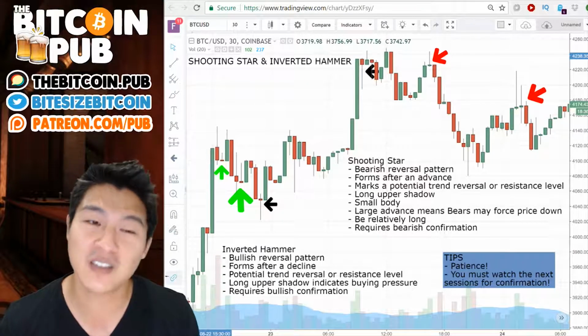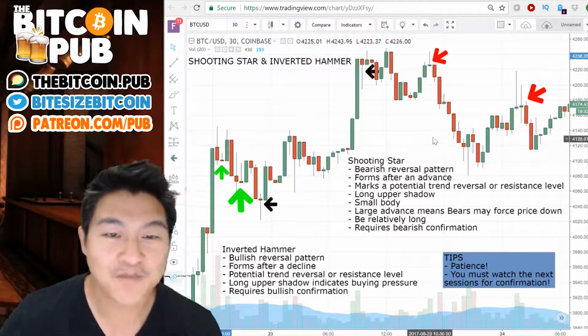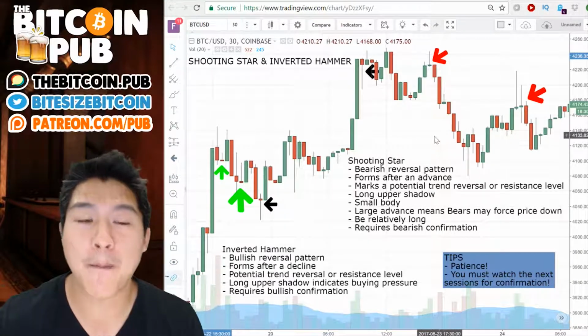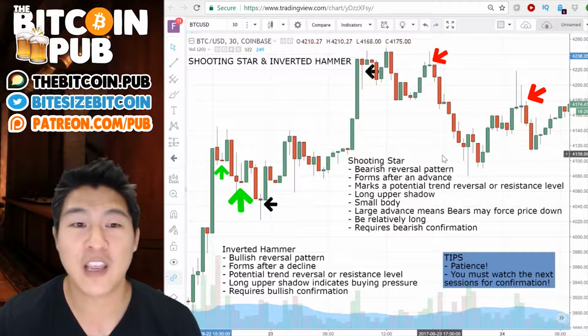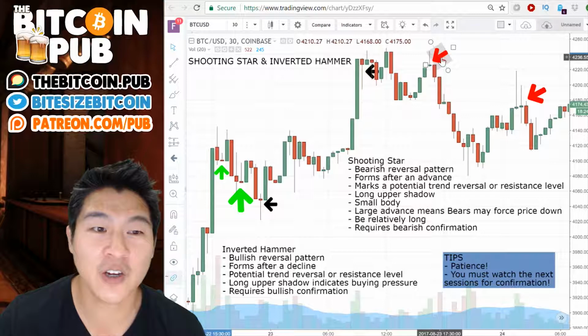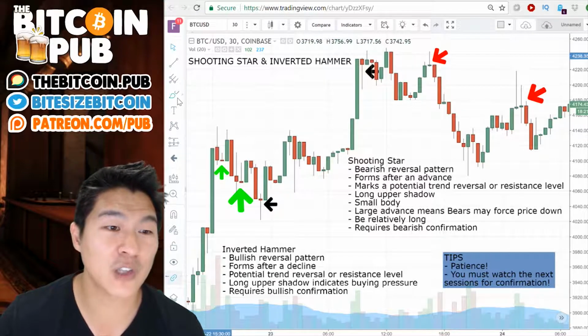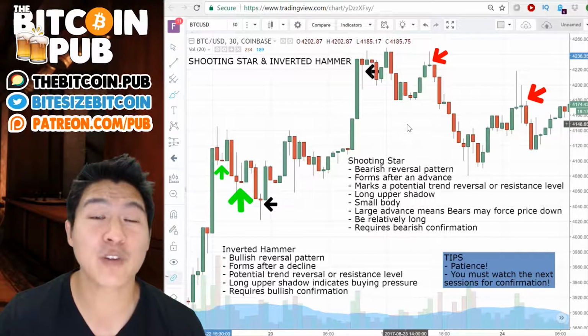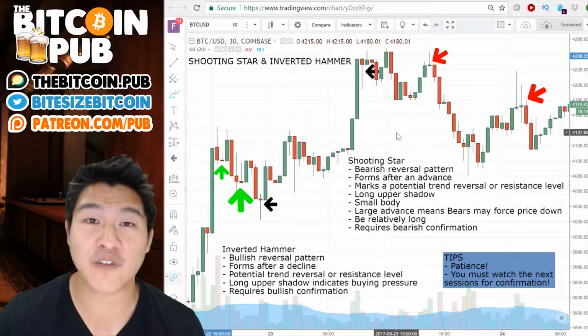The first I want to cover is shooting star. So a shooting star is a bearish reversal pattern. It forms after an advance. And so two examples of these are here and here. So let's take a look at these. It is a bearish reversal pattern. It forms after an advance.